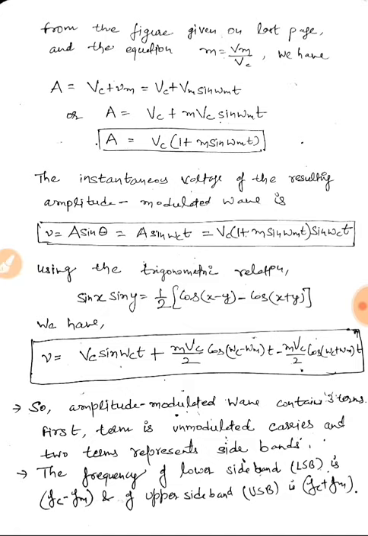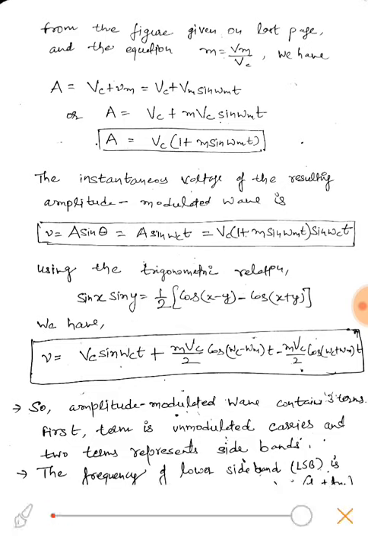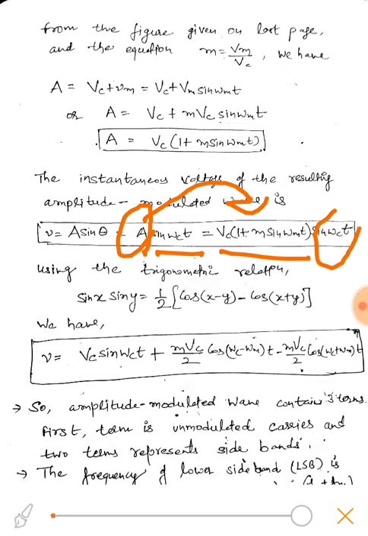Now let the instantaneous voltage of the resulting amplitude modulated wave be A sin theta, because the frequency is not changing. So the frequency of the modulated wave would be the same as the carrier frequency. Okay, so it is sin omega ct. Only thing changing is amplitude. And now put the value of A as Vc into 1 plus M sin omega mt, and this is the frequency sin omega ct, which remains the same as the carrier signal, that is the unmodulated wave.